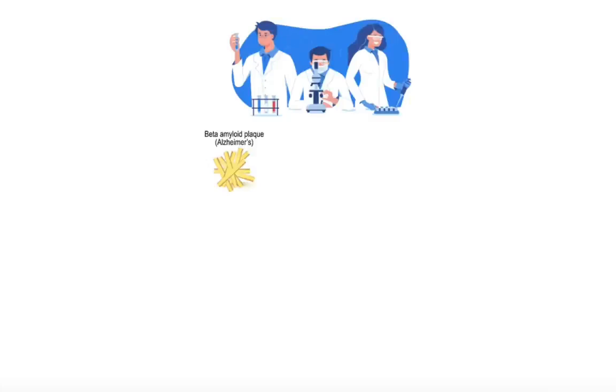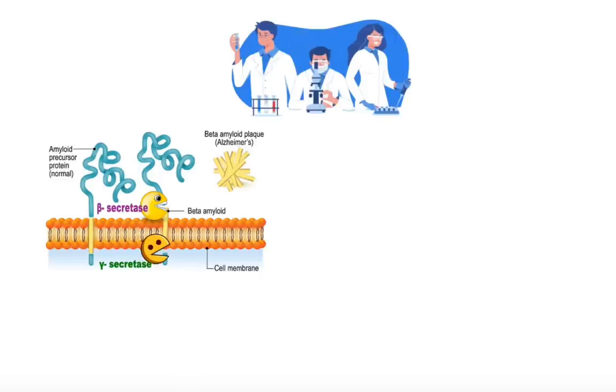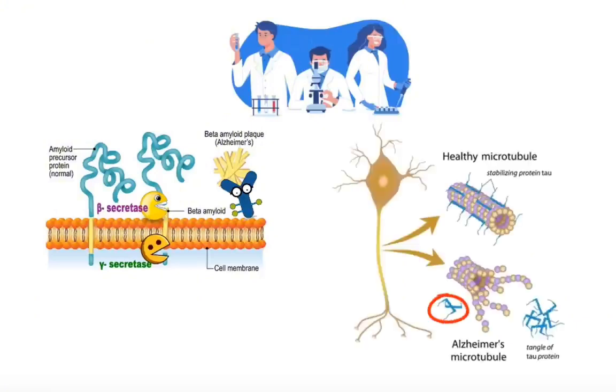Researchers are investigating agents that may prevent beta amyloid fragments from clumping into plaques by targeting two enzymes, beta secretase and gamma secretase, which sequentially cut the amyloid precursor protein to generate the pathological beta amyloid peptides. In another approach, researchers have also been testing antibodies that bind to beta amyloid and enhance its clearance from the brain. The second major target of future therapies is tau protein, the main component of tangles.